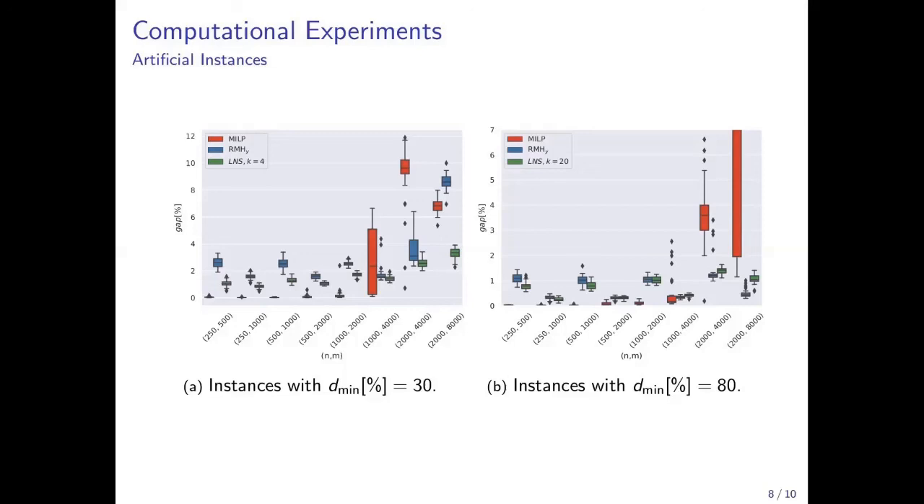In the second figure, however, where the mean is set to 80% of the total demand, we can see that the relaxed MILP heuristic becomes a lot better and performs about equally well as the LNS. And for the largest instances, it is slightly better than our LNS.